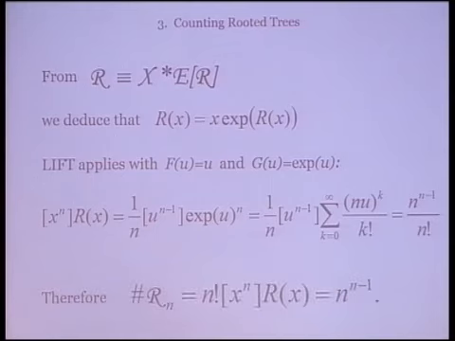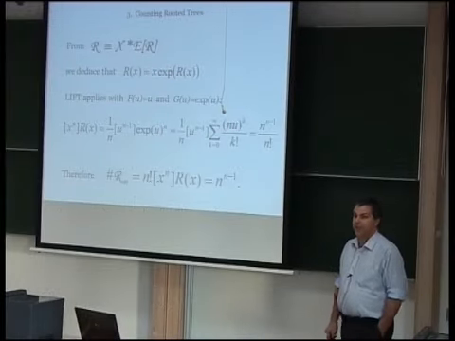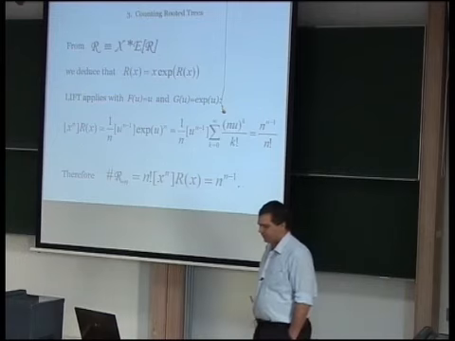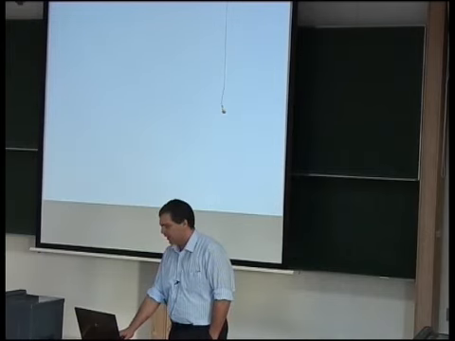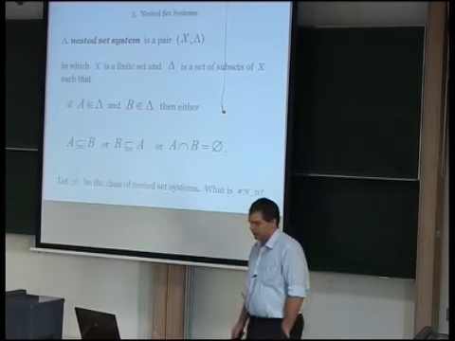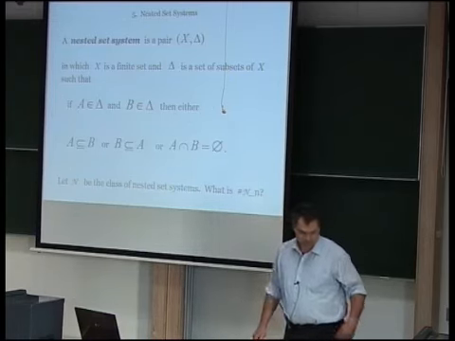And so the number of rooted trees on an n-element set is n factorial times this coefficient because of the way exponential generating functions work. That's n to the n minus 1. So that's the prototypical example in this theory. I'm going to use it a little bit later on in this example, which is a bit more substantial.